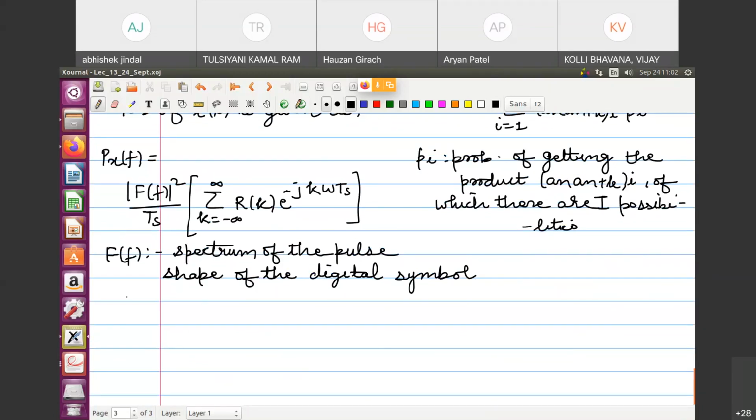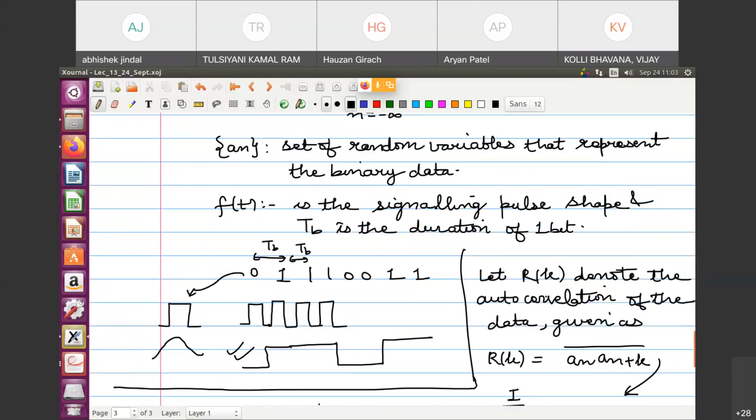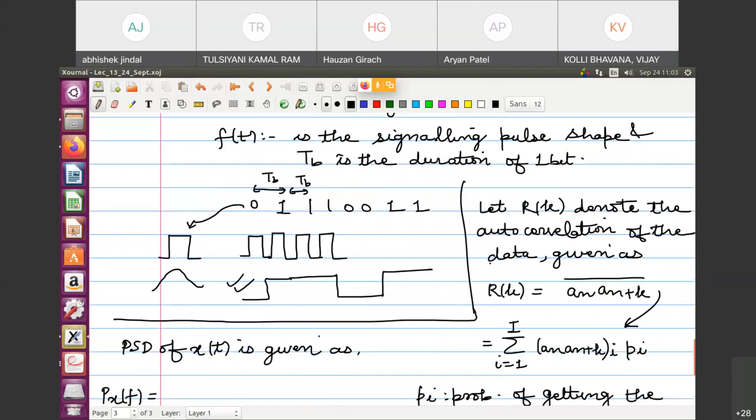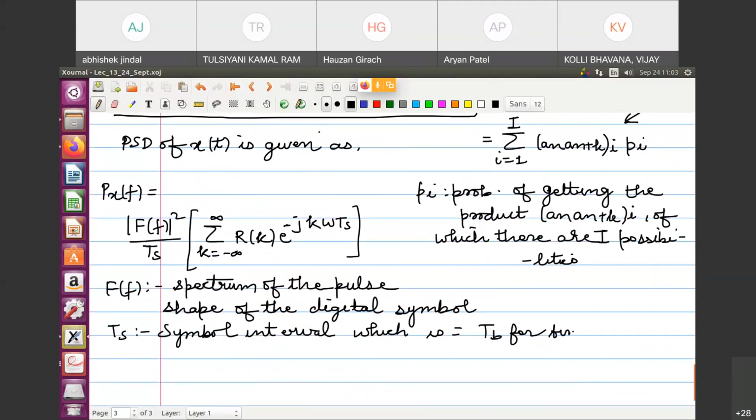Okay, Ts is the symbol interval, but here it is equal to Tb for only two possible symbols, 1 or 0. Okay, this is Tb for binary data, or input. I think I should write binary input because data, ultimately symbols also get converted from binary. Okay, Tb for binary input. Or two possible symbols.